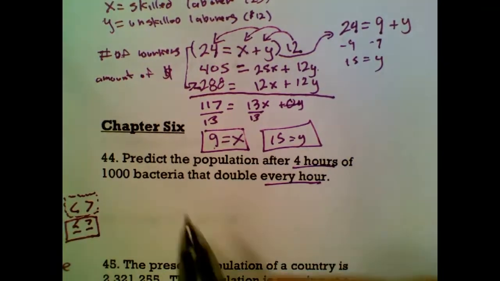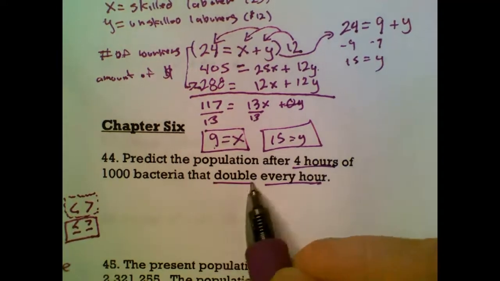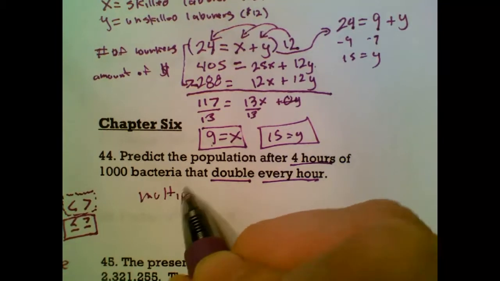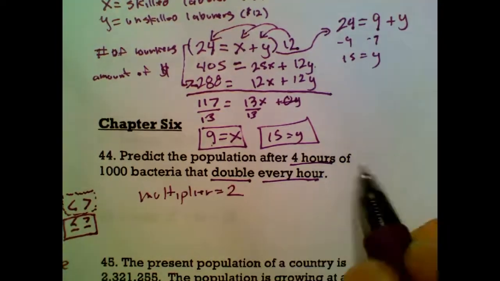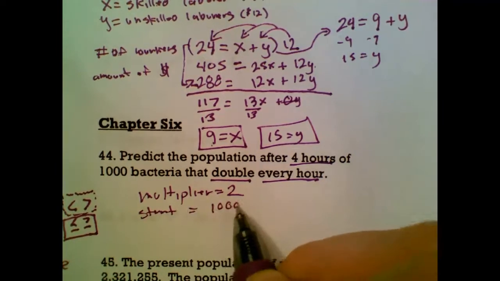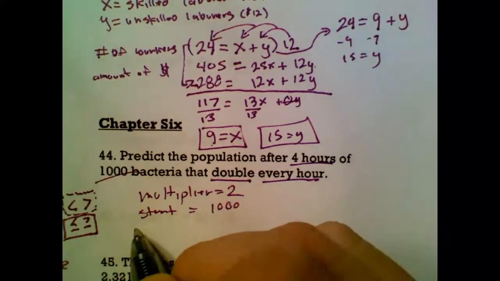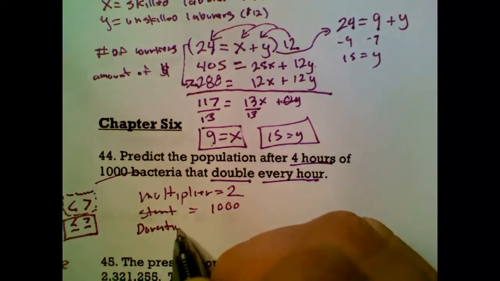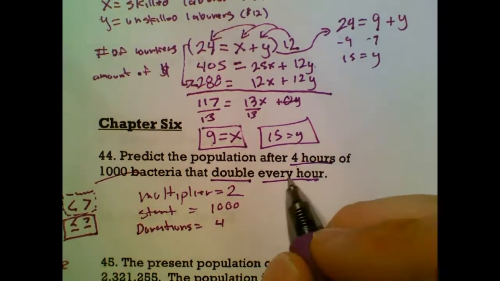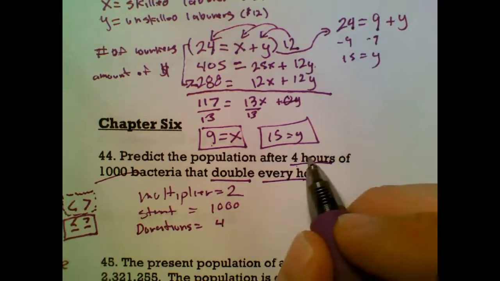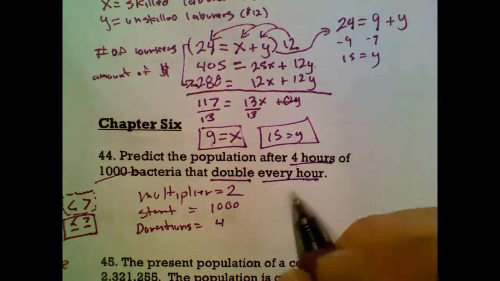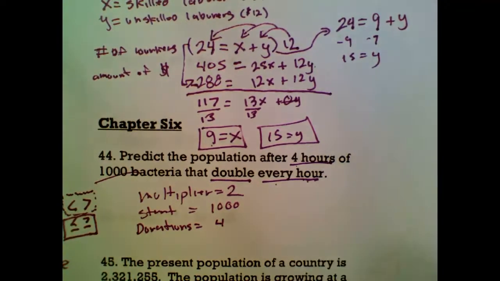So we're going to use a couple of things. Well, first we know it's doubling. That means our multiplier is 2. Our start, how many bacteria do we have? Well, that's 1,000. And how many durations do we have? That equals 4 in this situation. Now, what if it doubled every half an hour and there's 4 hours? Then our duration would be 8, because it doubles every half an hour. But in this situation, it doubles every hour and we have 4 hours.